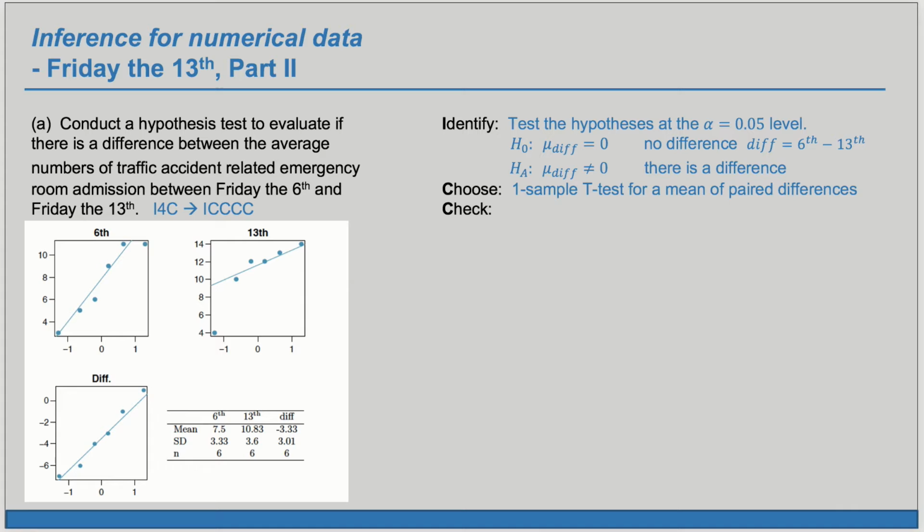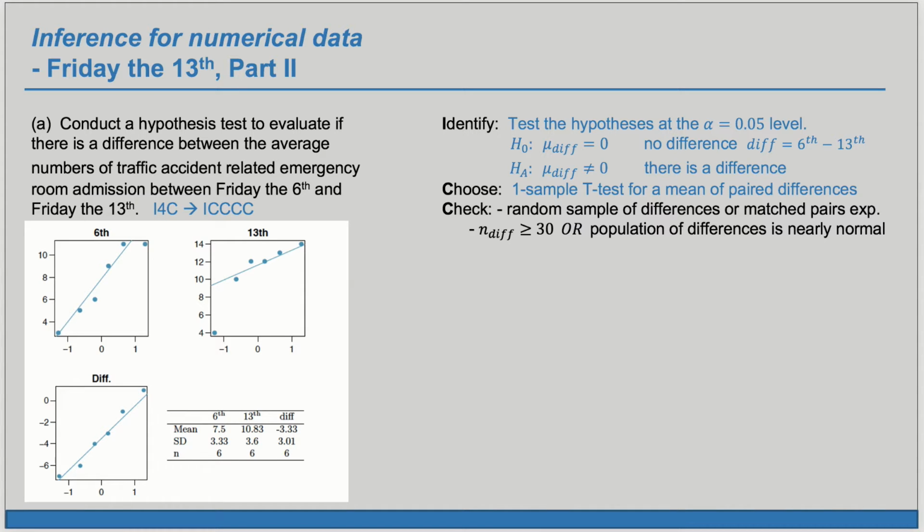And now check the conditions. The conditions are the same as for a one sample t-test, but on the differences. So we need a random sample of differences, or differences generated by a matched pairs experiment. And here we will have to assume that the 6 years are like a random sample. So our results will depend upon this assumption. For the sample size, we have 6 as our sample size. That's the number of differences. So that's not at least 30.